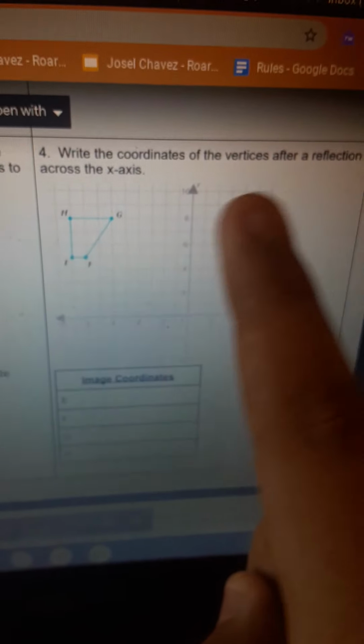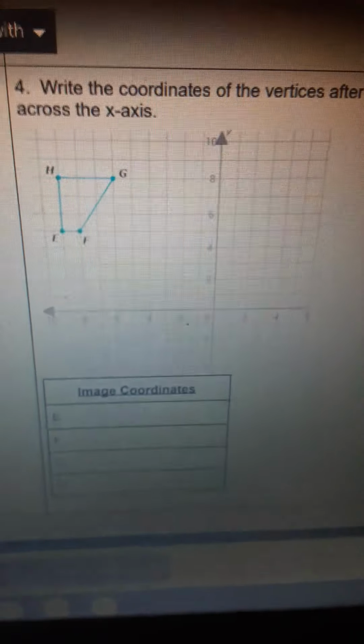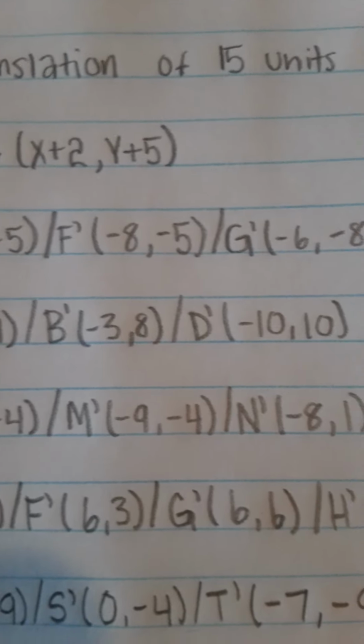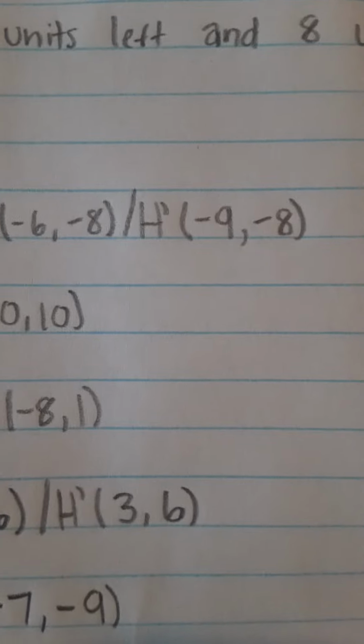So number 4. Again, I would work it out right here, but it would take too long. So I'm just going to say the coordinates. And since it's a reflection over the x-axis, x will stay the same and y will change. So number 4. E prime -9, -5, F prime -8, -5, G prime -6, -8, H prime -9, -8. Because x is the same and y changes.